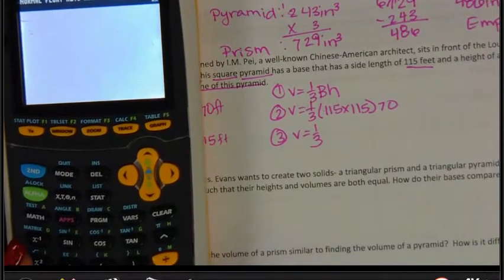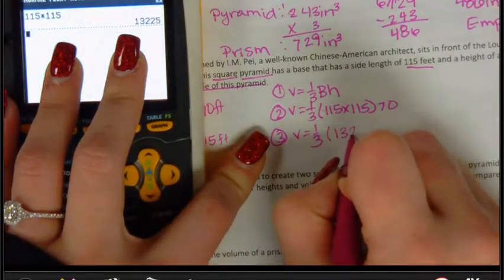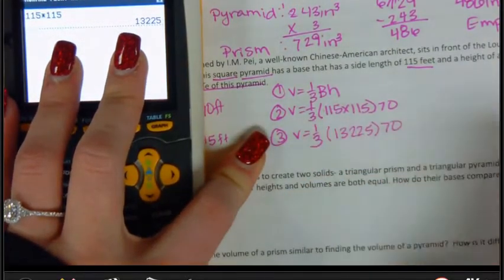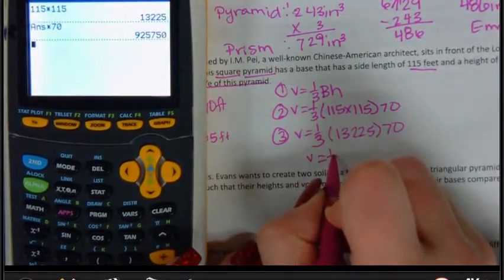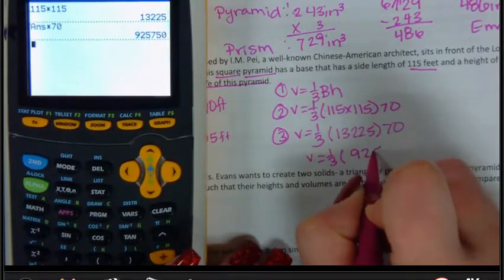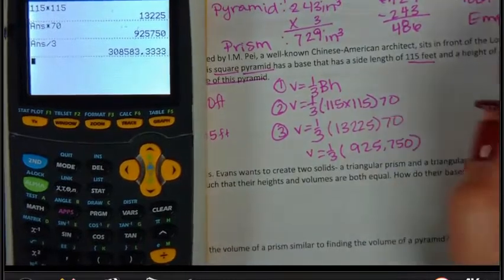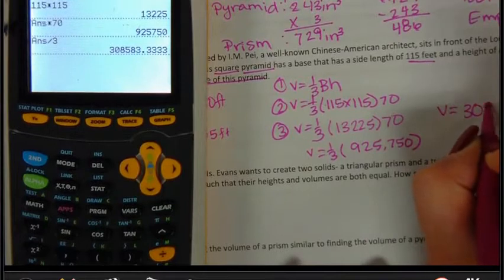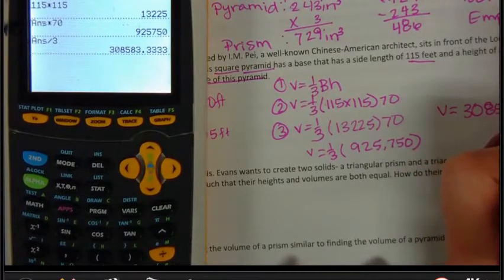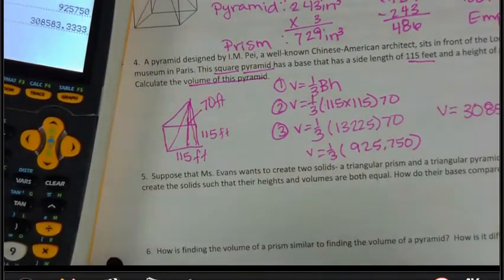So 115 times 115, I am told that it is 13,225. Now I need to multiply that by 70. So I'm going to have volume is 1/3 of 925,750. And then I need to divide this by 3. And I'm going to get an approximate volume, because it's not going to be exact, 8583.3 repeating. And we're going to say it's feet cubed. There you go. Feet cubed.